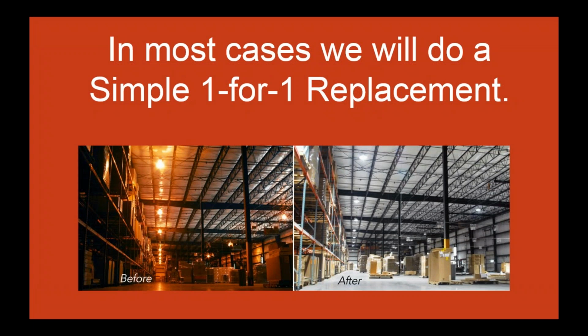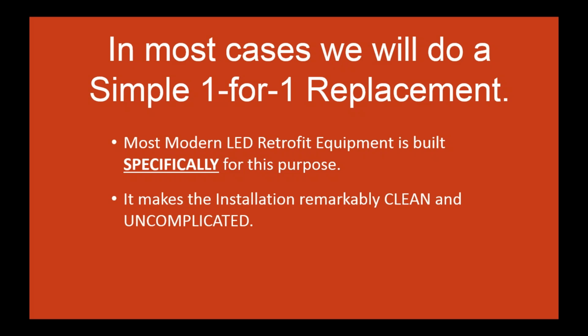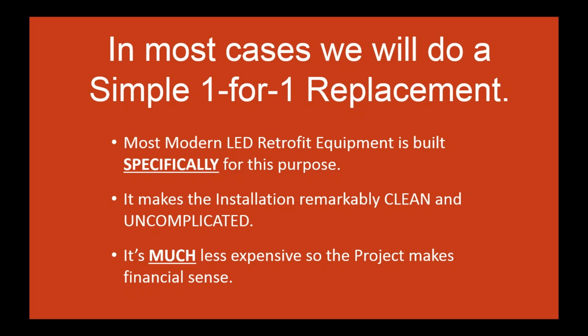Remember that in most cases, we're going to be doing a one-for-one replacement for fixtures. We're going to pull one down and put another one up. We're going to pull one lamp out and put another one in. Most of the modern LED retrofit equipment, the lamps, the ballasts, the drivers, the fixtures, are built specifically for that purpose, to be able to pull one down and have a replacement go right back in its place. It makes the installation really clean, really easy to do. And most importantly, it's a lot cheaper. It costs a lot less to just do a one-for-one replacement. So the project makes good financial sense for your customer and they can actually afford it.